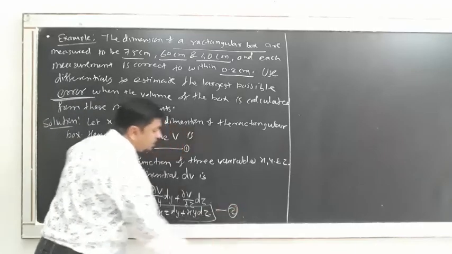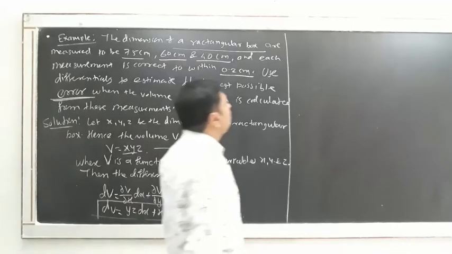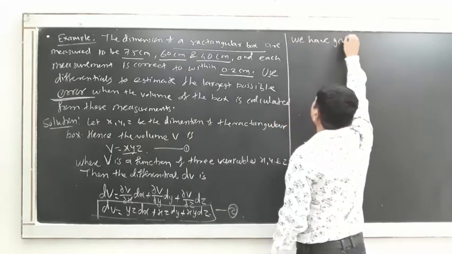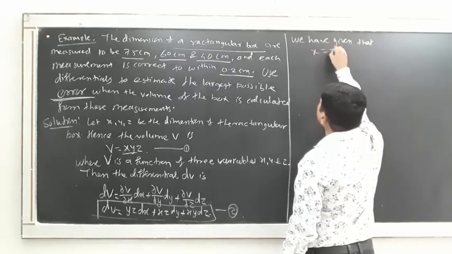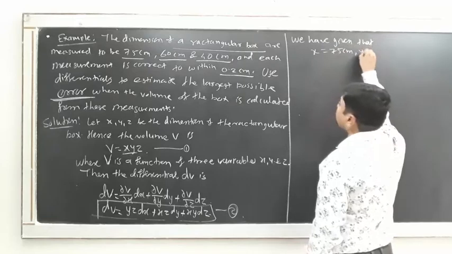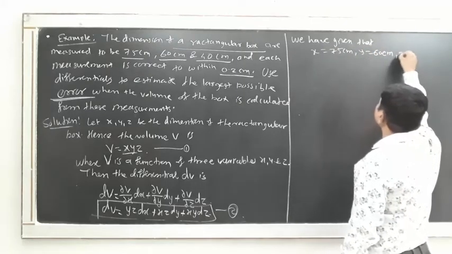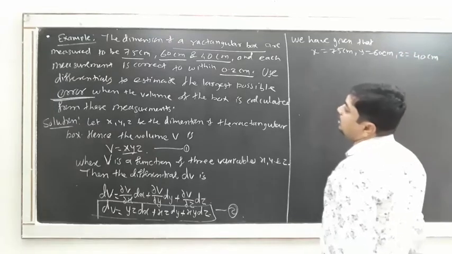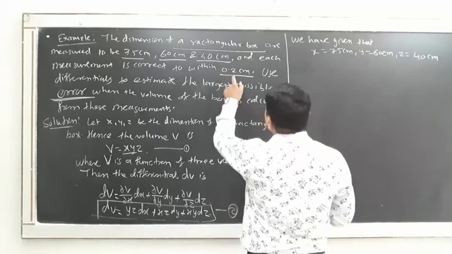Now we have been given the dimensions. What have we been given? x is equal to 75 centimeter, y is equal to 60 centimeter and z is equal to 40 centimeter. Dimensions are given, and a maximum error is given.